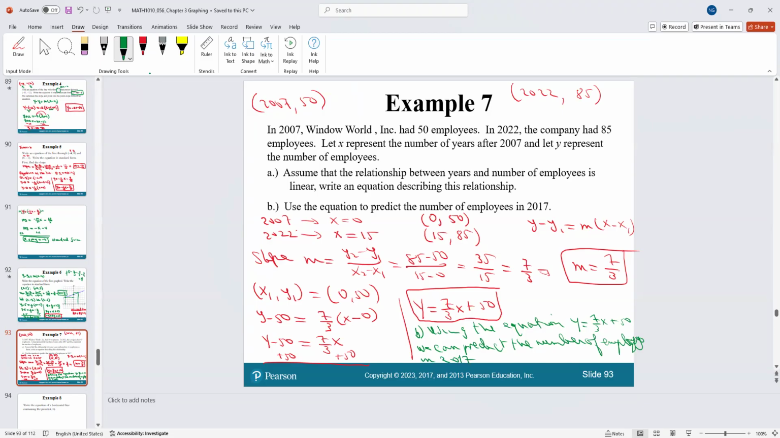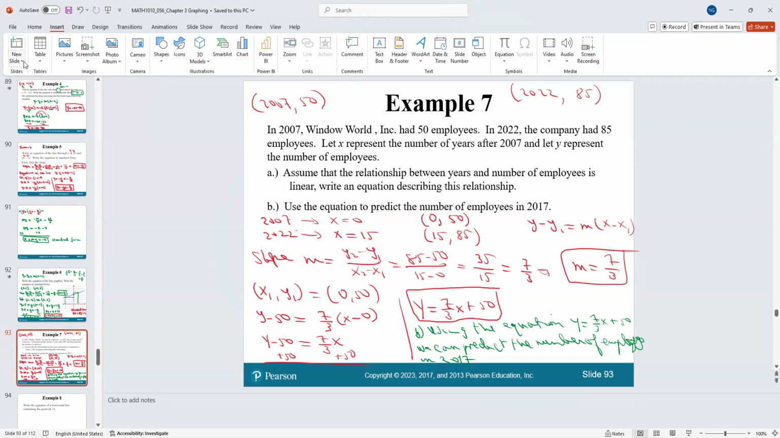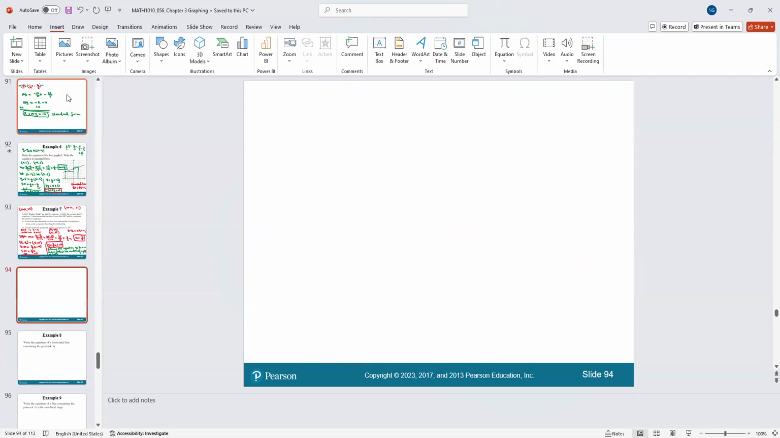All you need to remember is, from 2007 to 2017, how many years? Remember, in 2007, x was 0. So in 2017, x would be what? Yes, 10. Thank you. So how many employees were in that company in 2017? Remember, it is 7 thirds of x plus 50. We know x is 10, so 7 thirds times 10 plus 50.